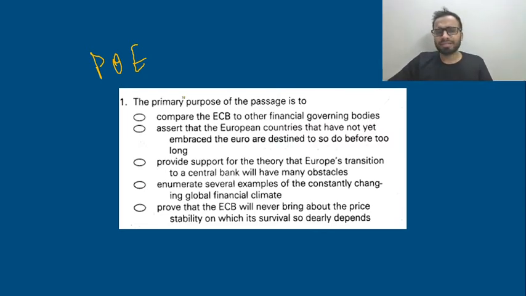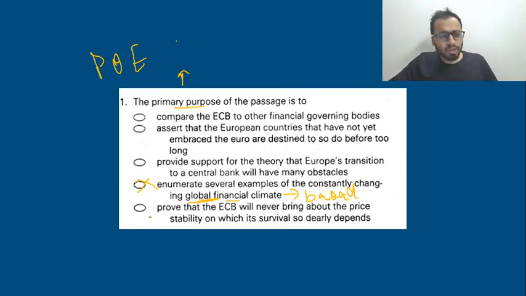Now, let me give you some hints. Whenever we talk about primary purpose of the passage, you'll get a lot of hints from the options. For example, from option D, this is enumerate several examples of the constantly changing global financial. Now, it is saying global. Were we talking about the entire world or were we talking about Europe? So you will have answer options which are very, very broad, right? This is too broad. I mean, there were examples of changing financial climate, but there were no examples for changing global financial climate. It was very Europe centric, right? So it's not as broad, so we eliminate option D.